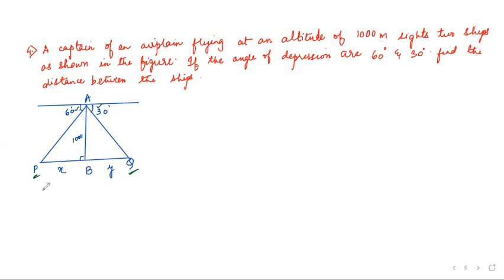So basically you need to find the distance of PQ. So PQ distance is to be calculated. If this is 60, this will also be 60. Alternate angles. If this is 30, this is going to be 30. So here clearly we have two triangles, and we need to find the height of the distance of PQ.